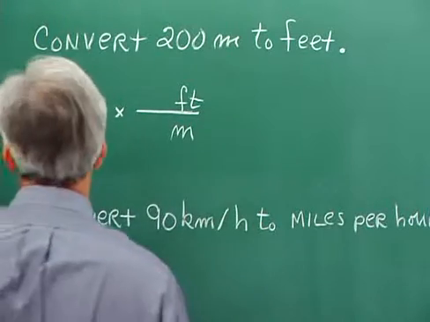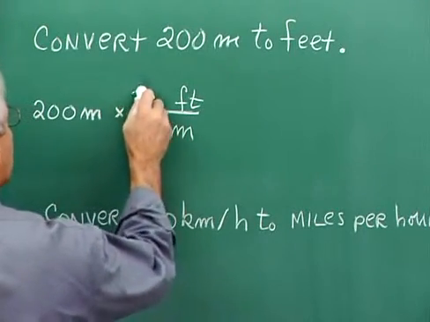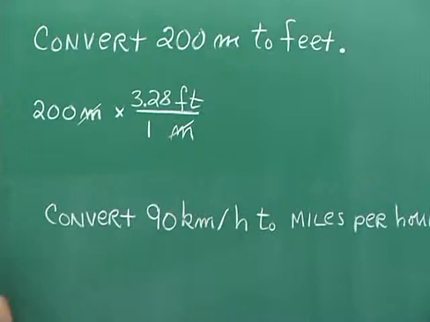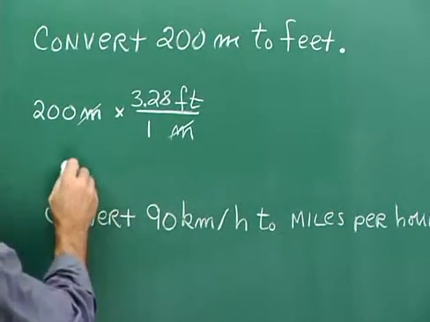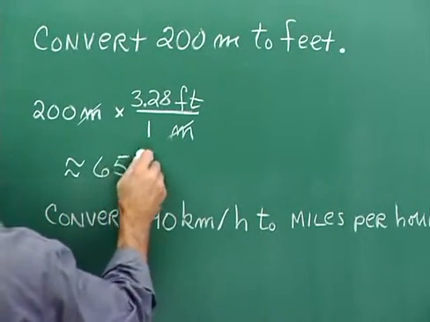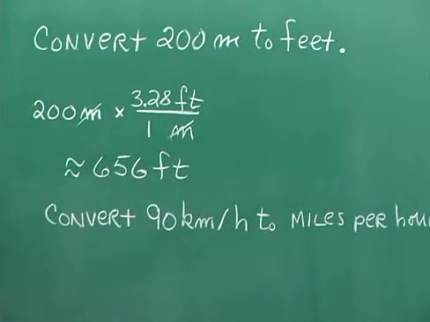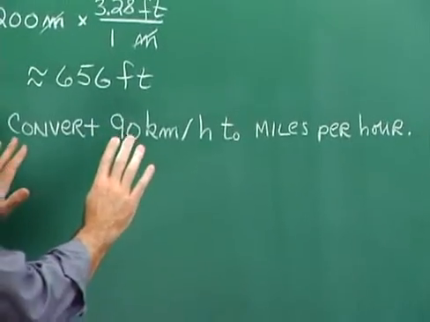And I'm looking back over to the conversion factors, and I see that 1 meter is 3.28 feet. So 1 meter is 3.28 feet. These cancel as expected. Then 200 times 3.28 is approximately 656, and notice that it's feet. So that's our conversion.